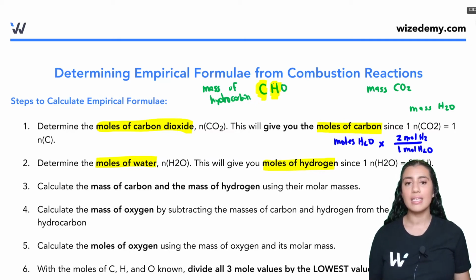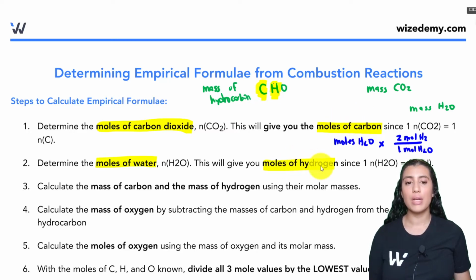Great. So the last thing we want to figure out is the moles of oxygen before we can proceed like any other regular empirical formula problem. But we weren't actually given any information on oxygen. So what we would do now is, remember that we were given the mass of this total hydrocarbon, and we also know the moles of carbon and the moles of hydrogen.